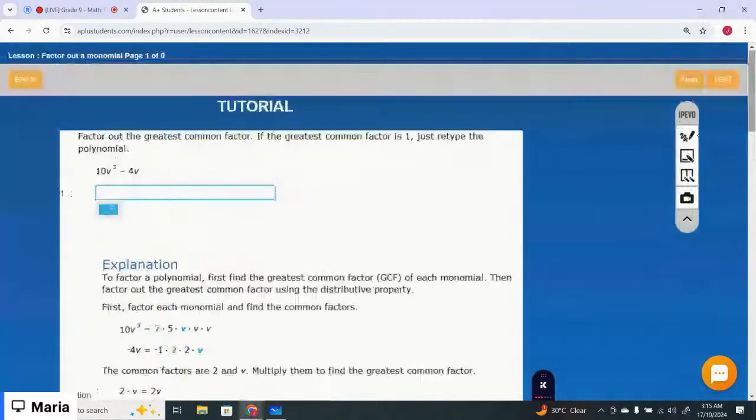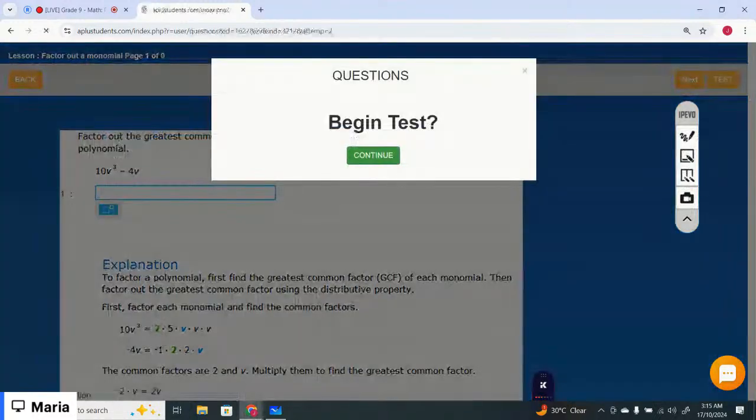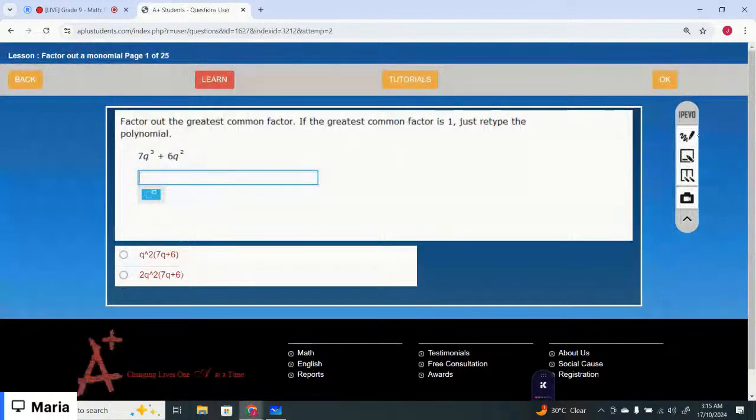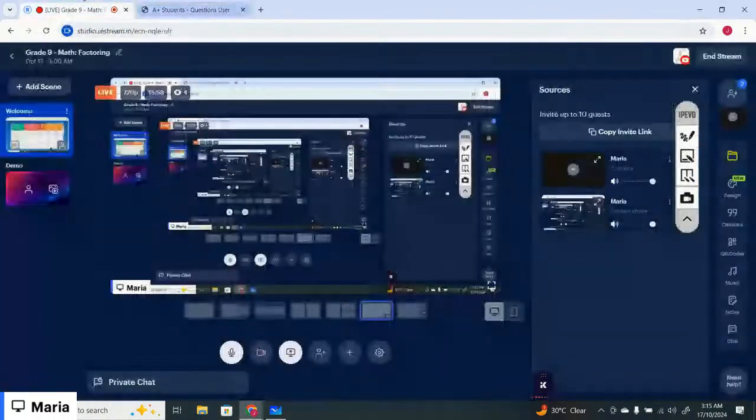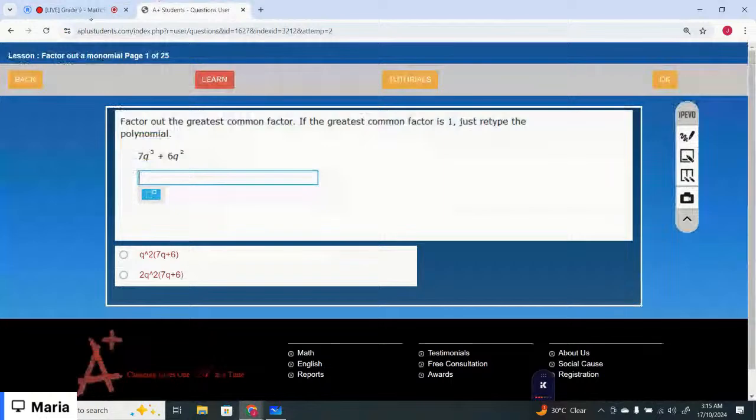Let's just start with the test questions. Okay, so you have 7q cubed plus 6q squared. 7 is a prime number, right? That means they don't have any common number. So you have here q cubed and here you have q squared.